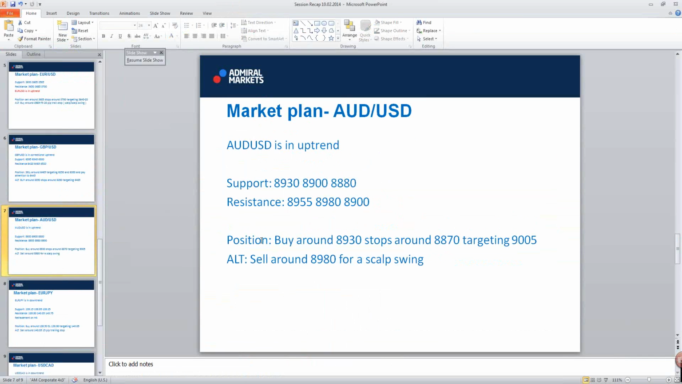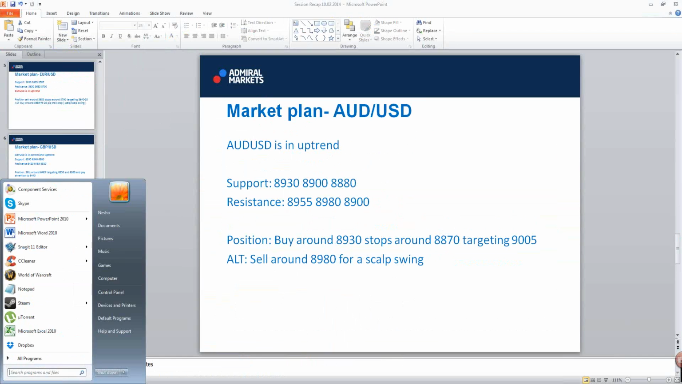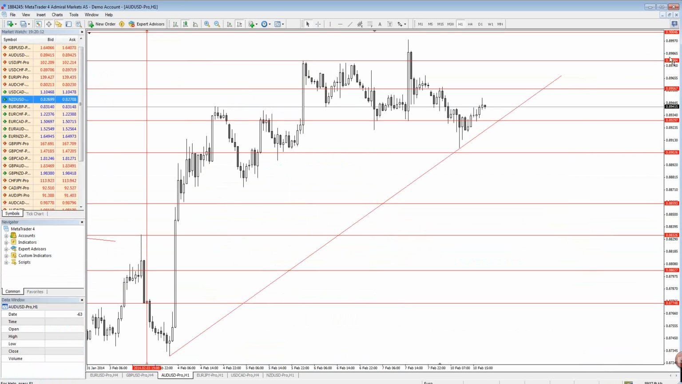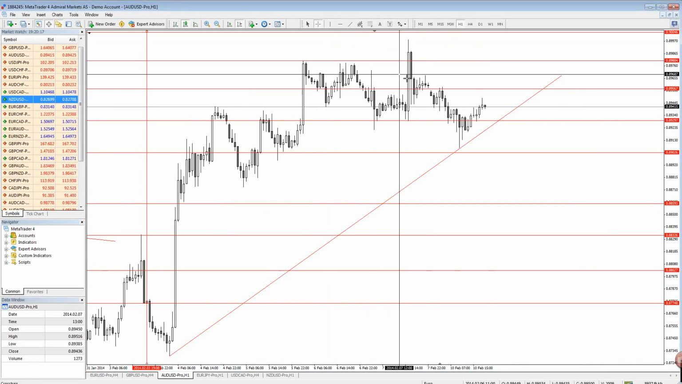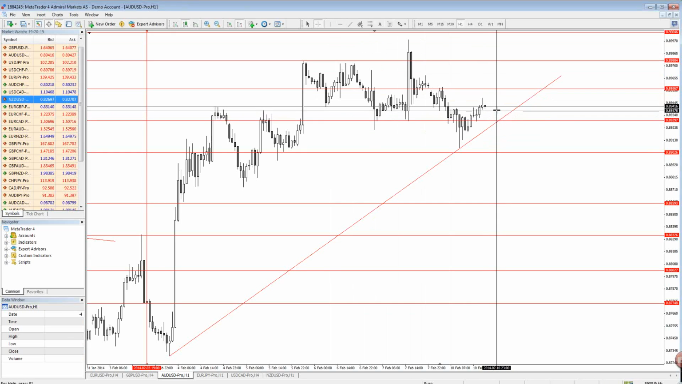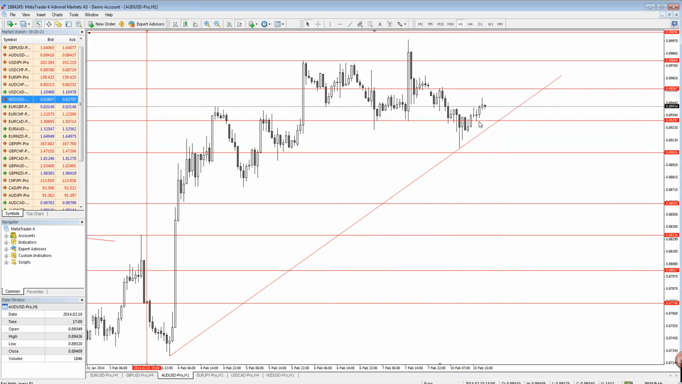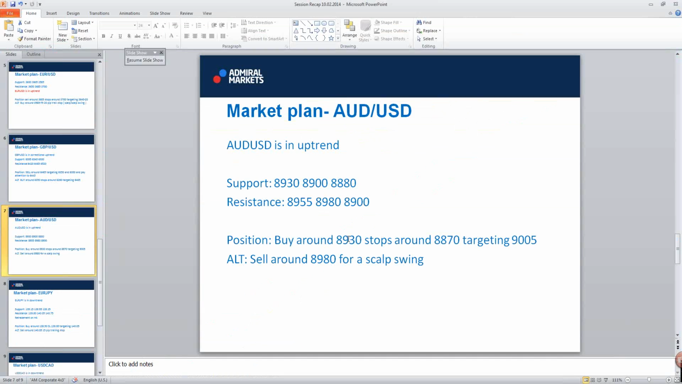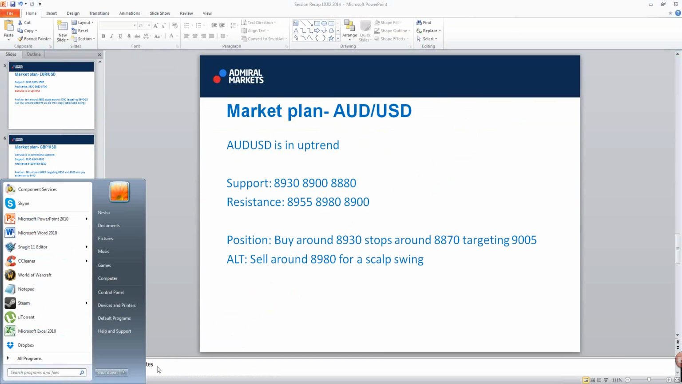Aussie now is in an uptrend. I would like to buy it around 89.30, stops around 88.70, 88.30. Where do we see 88.30 and 89.30? Sorry, this is the price where we should buy. Maybe some of you already bought it here, but look, this trend line intersects this level here, and this looks like a possible buy pattern from that level. So 89.30, stops there, targeting 90.05.